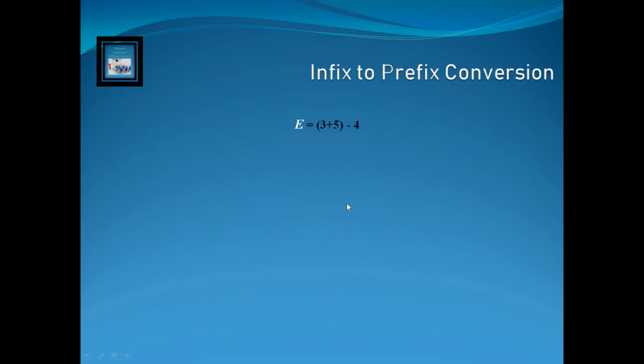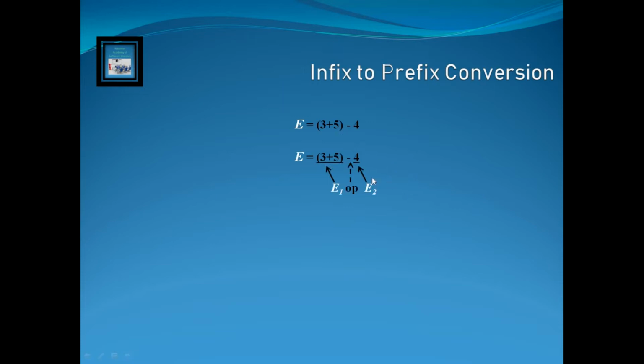Okay. So here we see some other examples of infix to prefix conversion. For example, here the expression has a sub expression 3 plus 5 within parentheses. It has another sub expression, and that is 4. And the infix form expression is in a form that E is equal to the first sub expression, then the operator, that is minus, and then the second sub expression.